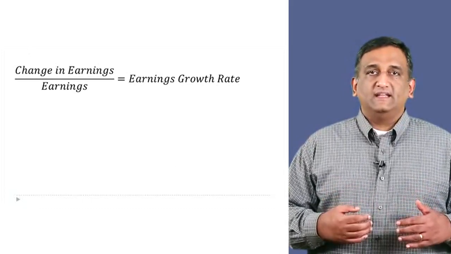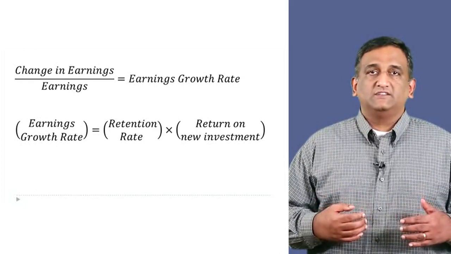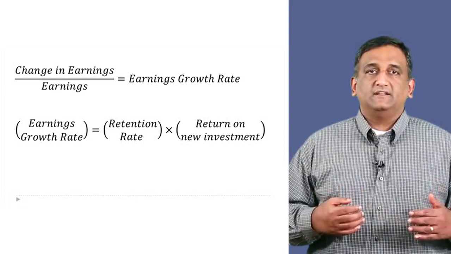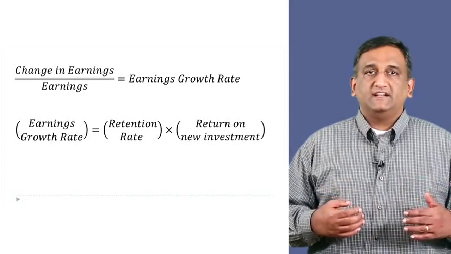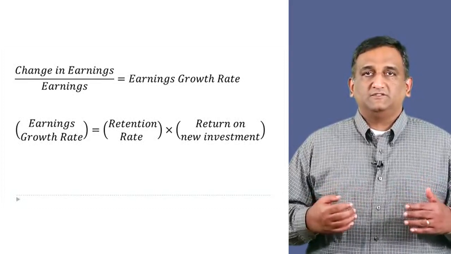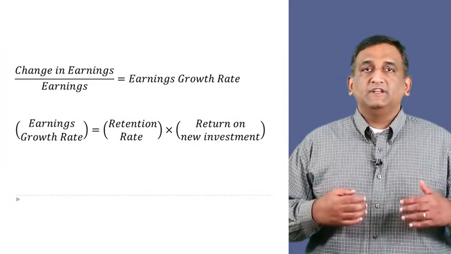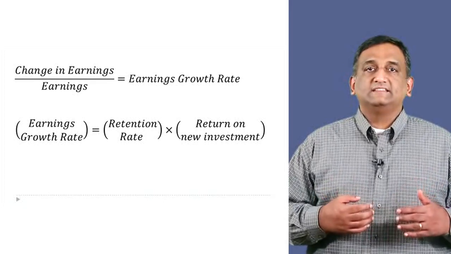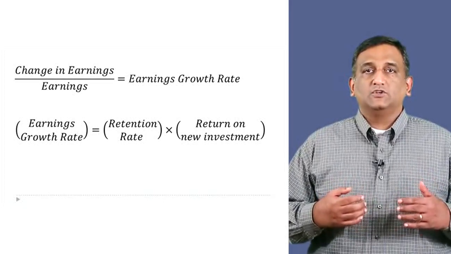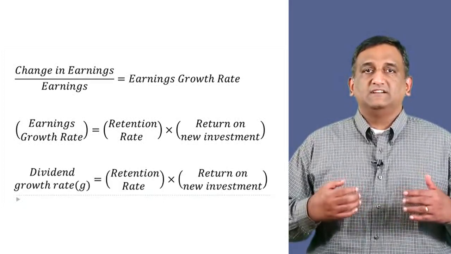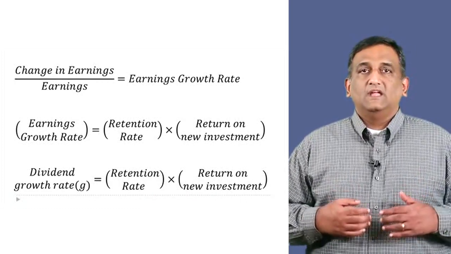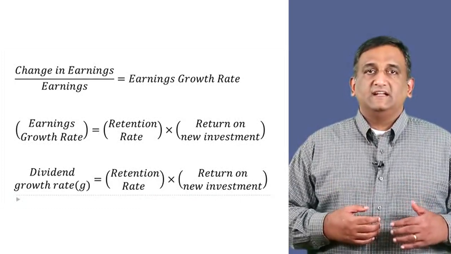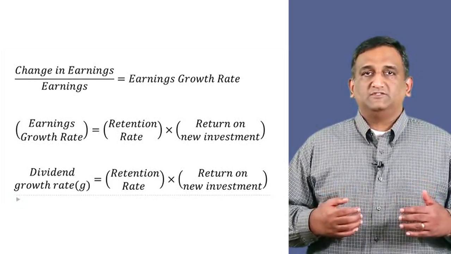Dividing through by earnings gives us the change in earnings over earnings, which is the earnings growth rate, equals retention rate times return on new investment. If the company chooses to keep its dividend payout rate constant, it can easily be shown that the earnings growth rate is the same as the dividend growth rate. Now we have the dividend growth rate g equals retention rate times return on new investment.